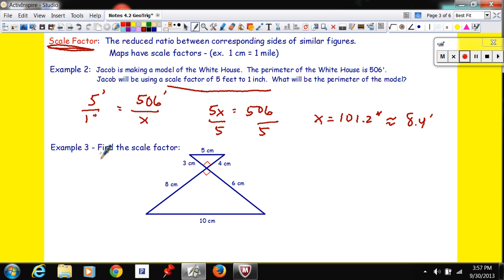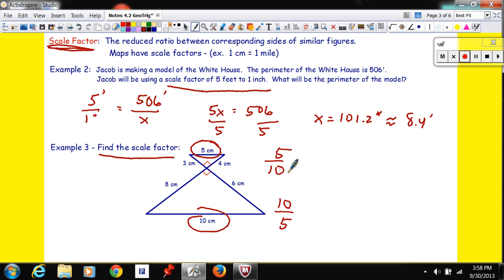Number 3 is asking us to find the scale factor. That means we're assuming that these two are similar triangles. So if they're similar triangles, I got to find the pieces that match up. This matches up with this one. They're both the biggest number. So a 5 would match up to a 10. Now I could also put 10 over 5. It doesn't matter. You could put big one over small one, or small one over big one. It doesn't matter. You got to stay consistent though.